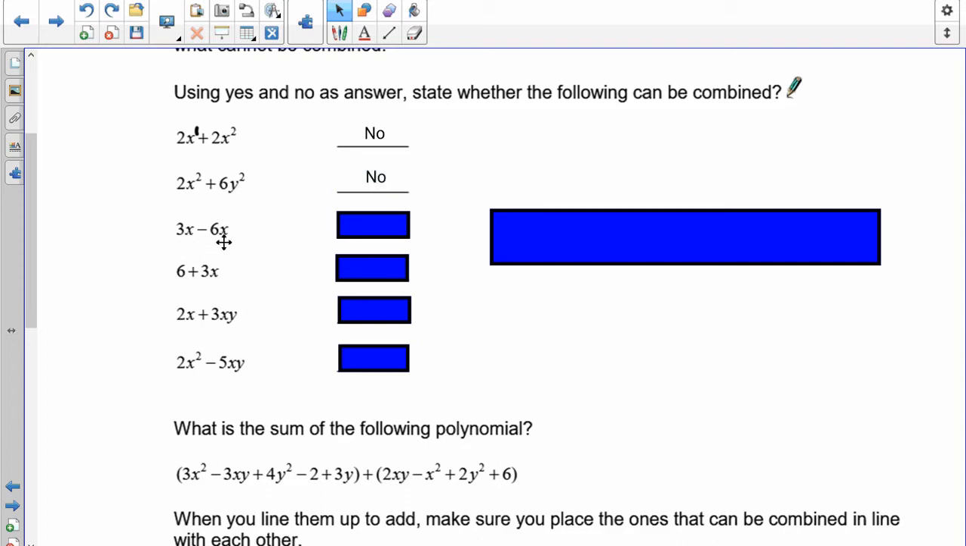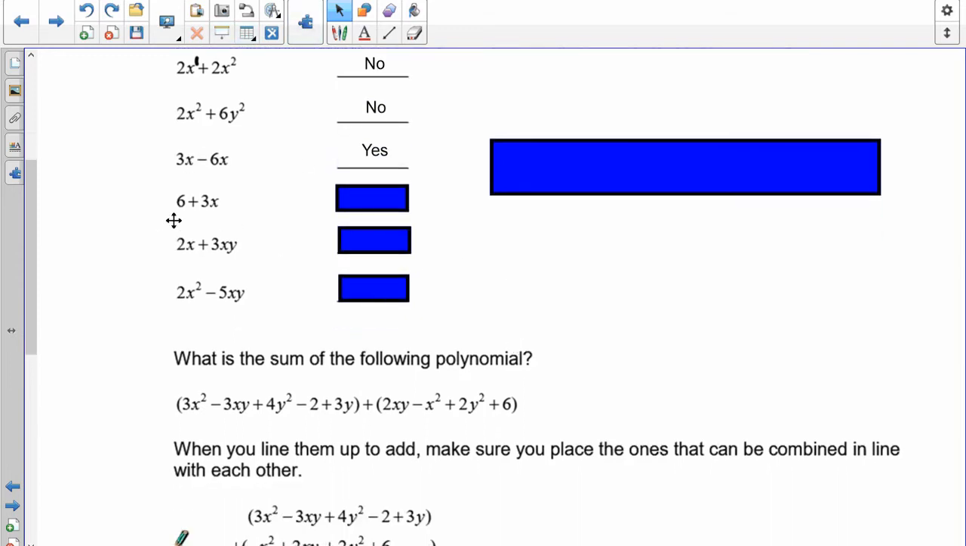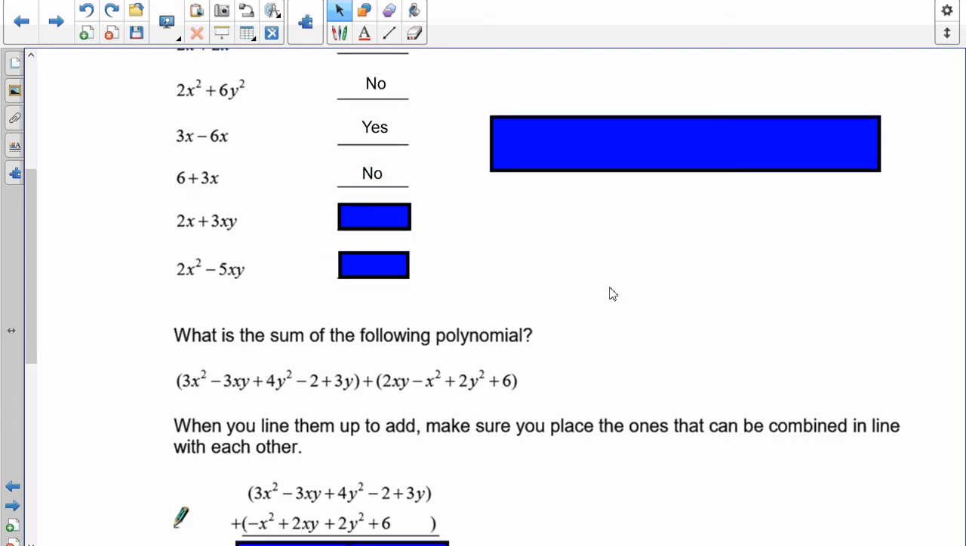X and x, the variables are the same. They're both first degree, so this is a yes. 6, which is a constant, and 3x, well, this doesn't have an x in it, so obviously, if it doesn't have an x, you don't have the same variables, so that's a no. 2x, so we have a variable x, I have an x here, but it's an xy term. It's not an x, it's an xy. This is an x, so this and this are not the same thing.